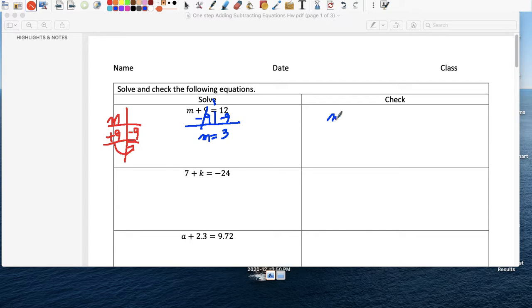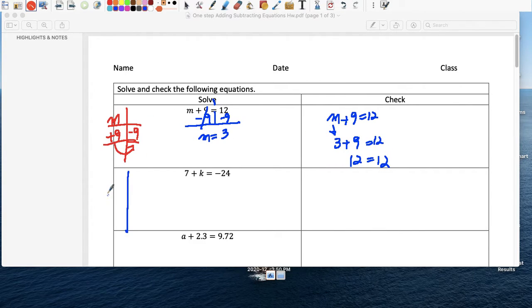So let's do our check. Wherever you see the m, we replace it with 3. And we see if the expression on the left is equal to the expression on the right. You can clearly see that 3 plus 9 is 12, which equals 12 on the other side. That means that our whole thing is correct.